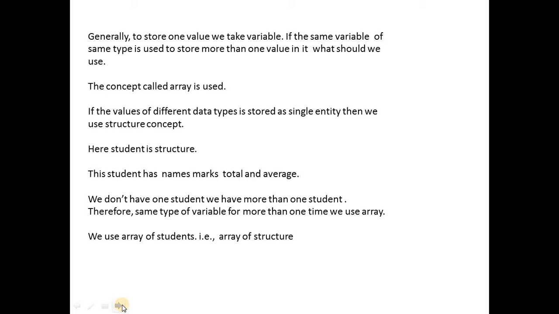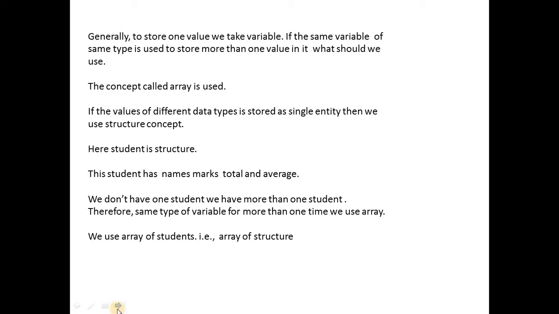Why am I saying student is a structure? Because student contains name, marks, total and average, where name is character, marks and total are integer, and average is a float. Do you have only one student? No, there are so many students. So many students are of the same type, that is a structure. Students of the same type you can store as an array, because an array is the same type of values in a single variable. In the same way, we want to store the same type of students in a single variable, that is your array. That's why we call it an array of structures.